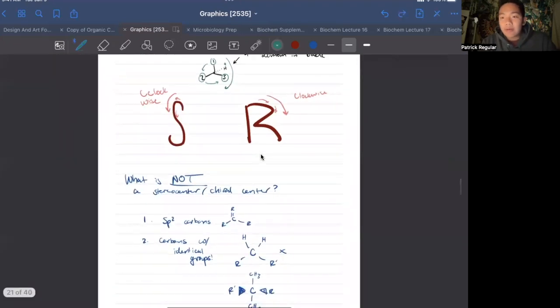Now, some distinctions I want to make. What's not a chiral center? sp2 hybridized carbons. If it's sp2, it's planar. You have E or Z, not R or S. There's still stereochemistry because those sp2 carbons cannot rotate. There's no free rotation, but there's still E or Z, cis or trans.